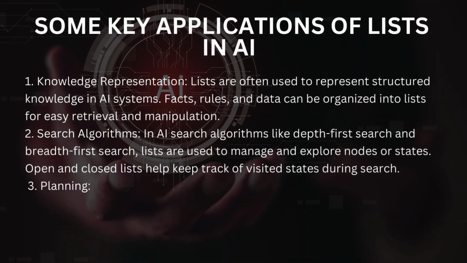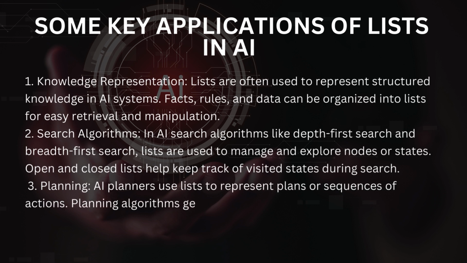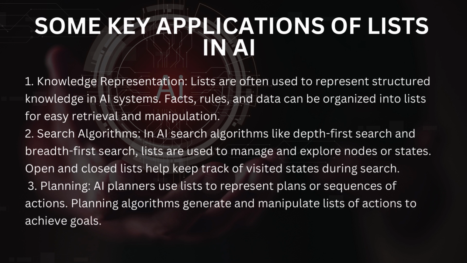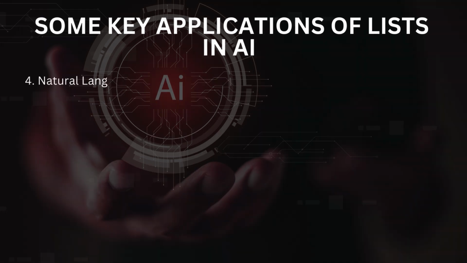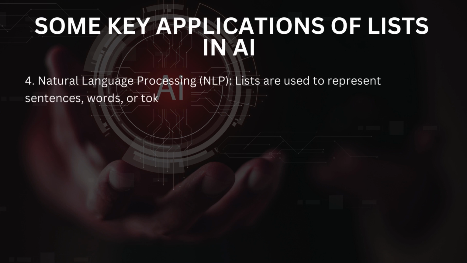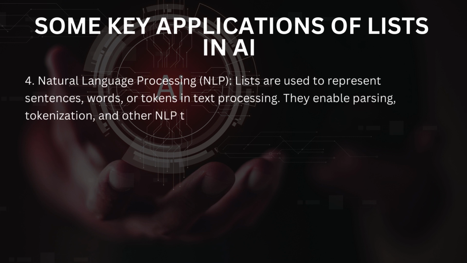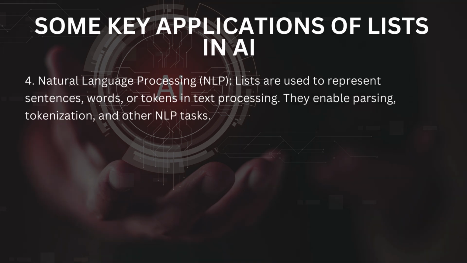Next is planning. AI planners use lists to represent plans or sequences of actions. Planning algorithms generate and manipulate lists of actions to achieve goals. Next is natural language processing. Lists are used to represent sentences, words or tokens in text processing. They enable parsing, tokenization and other NLP tasks.